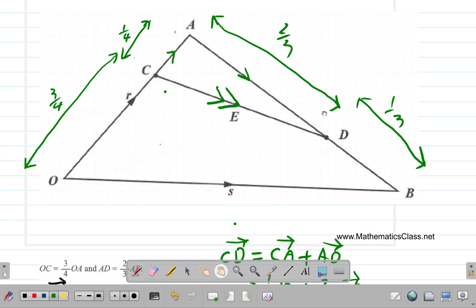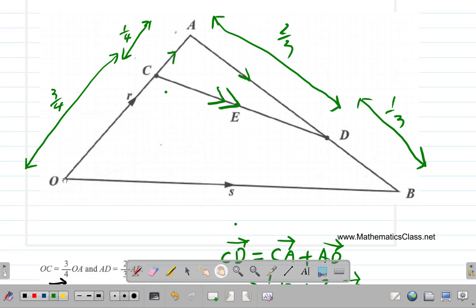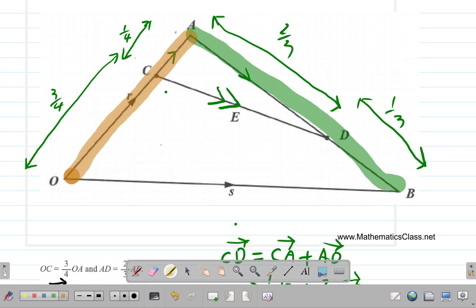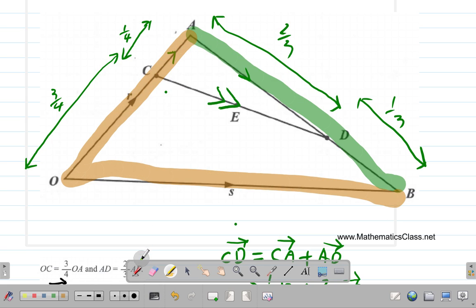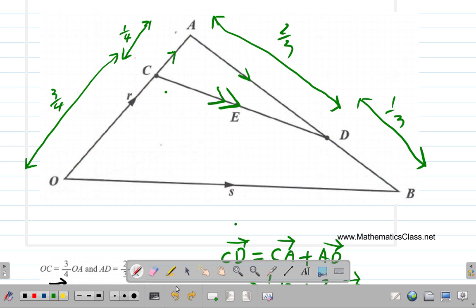Now, if you go from A to B, you end up at the same place as if you go from A to O, and then from O to B, you see? You could have come down here. Or if you want, you could have come to O, turn the corner, and then go from O to B. You end up at the same place. You just have to take a longer route, right? You see?